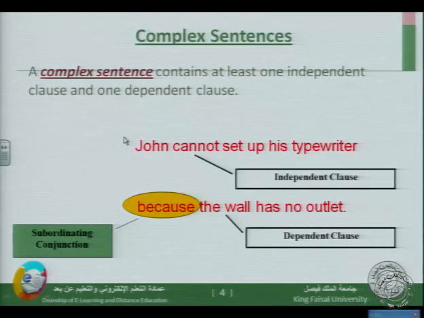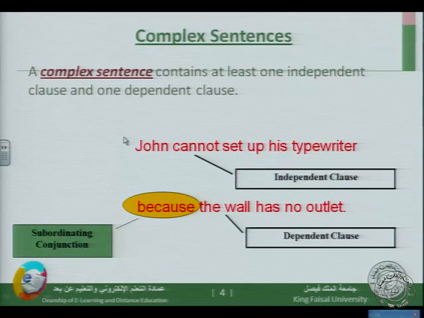As we can remember from last time, we said that the simple sentence consists of one clause, one independent clause. Independent clause means subject and verb. The compound sentence consists of two independent clauses, and the complex sentence consists of more than two clauses. The complex sentence contains at least one independent clause and one dependent clause.